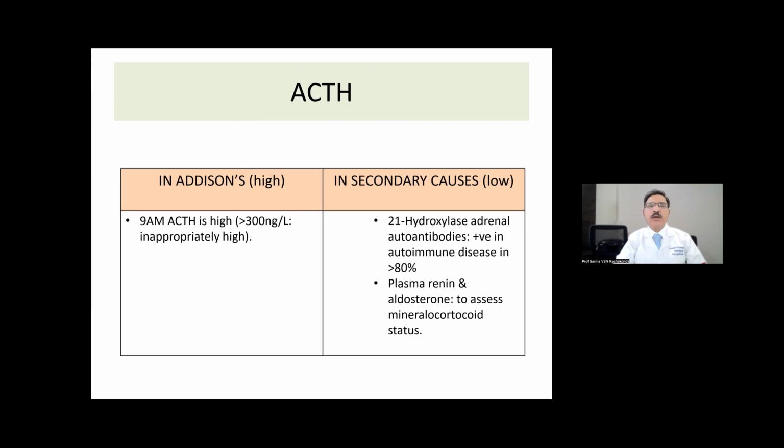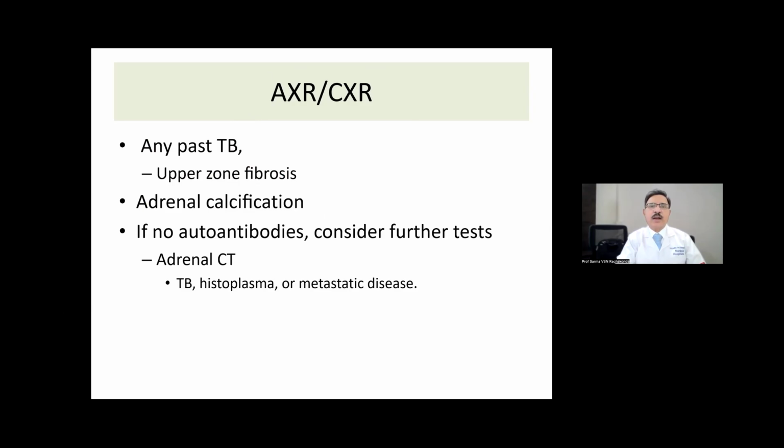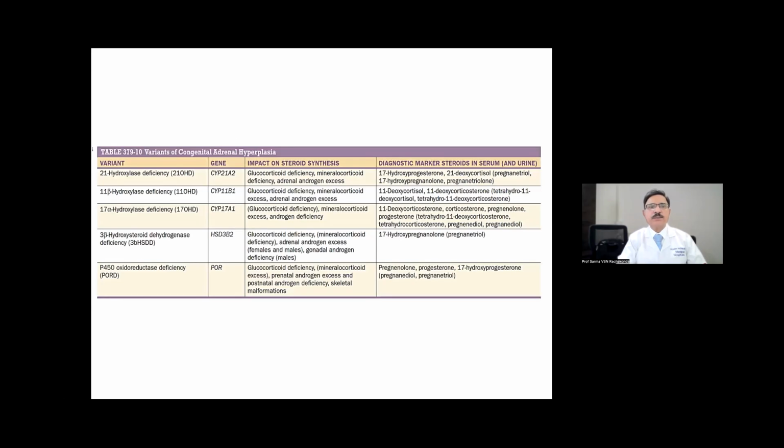ACTH: instead of measuring cortisol, you are measuring ACTH. A 9 AM ACTH that is high, more than 300, inappropriately high, means Addison's disease. In secondary, it is lower, and you also measure 21-hydroxylase antibodies, adrenal imaging and chest X-ray also. Any past TB, upper zone fibrosis, adrenal calcifications, and then no autoantibody. If no autoantibodies, consider further tests.